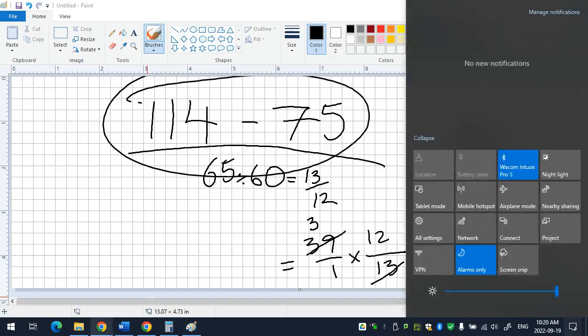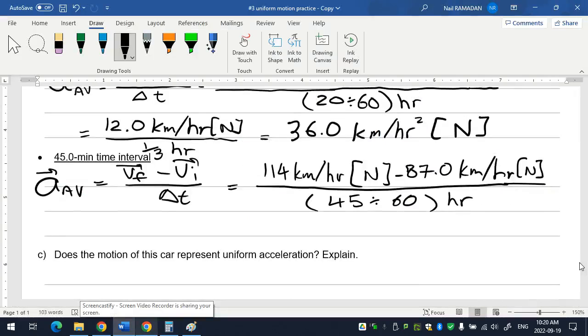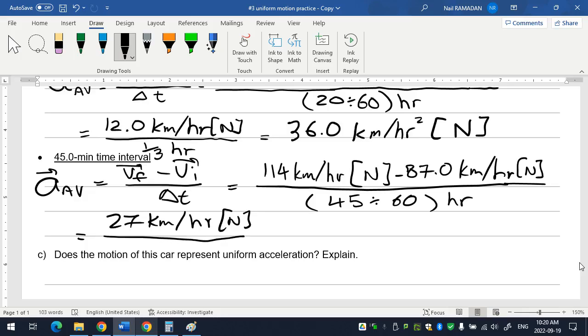Okay, so what do we have here? We said we're going to get how much? How about this one, though? What's the difference between 114 and 87? 13 plus 14 is how much? 27 kilometers per hour in the north direction, divided by how much is 45 divided by 60 as an exact fraction? 75% or 3/4. So 3/4 of an hour. Okay, which means 27 times 4 over 3. It's exactly 36 all over again. So 36.